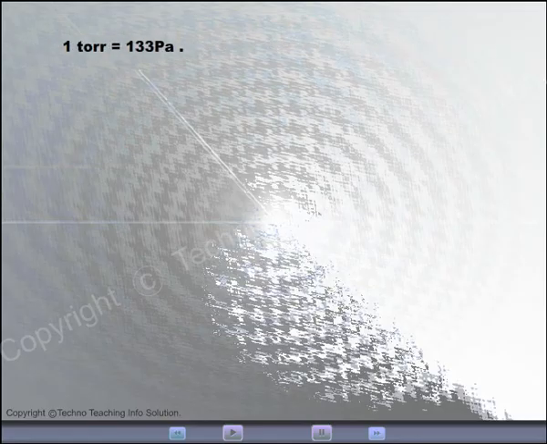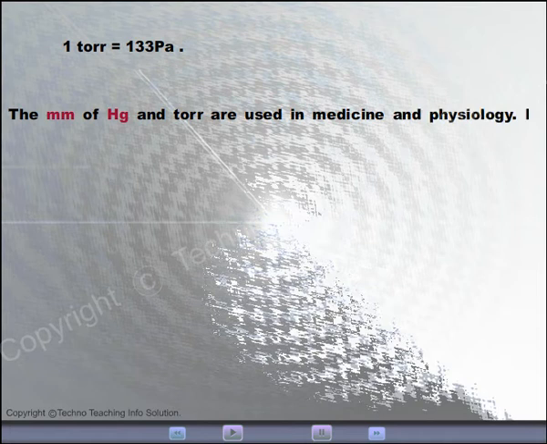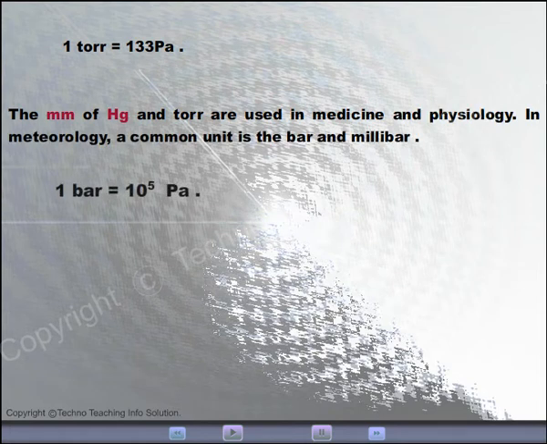1 torr is equal to 133 Pascal. The mm of Hg and torr are used in medicine and physiology. In meteorology, a common unit is the bar and the millibar. 1 bar is equal to 10^5 Pascal.